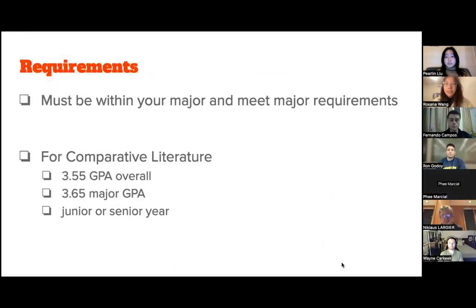So firstly, the requirements. You have to be writing the honors thesis in a major that you are pursuing. So if you are in comparative literature, you technically should not be writing an honors thesis in poli-sci and vice versa. There are also, for some majors, a GPA requirement for honors thesis. For comparative literature, it is 3.55 GPA overall plus 3.65 major GPA. Also, you need to be at least a junior in order to do honors thesis. Next slide.